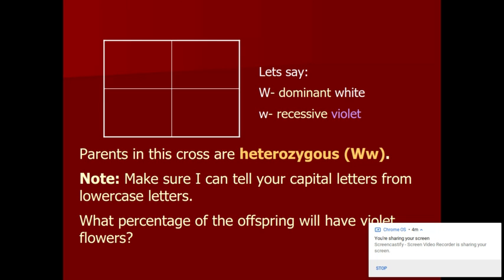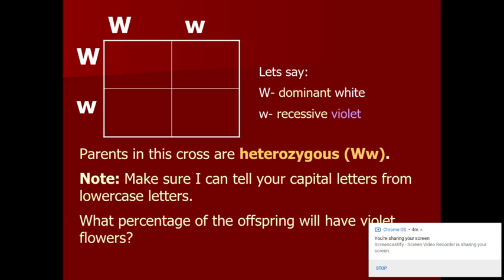Okay, so we have some parents that are heterozygous. Heterozygous means they've got one dominant allele and one recessive allele in their trait. So the question is, what percentage of the offspring will have violet flowers? Now, we know for them to have violet flowers, they have to have two of the little w's because it's a recessive trait. Recessive traits, remember, don't show themselves unless they're by themselves.